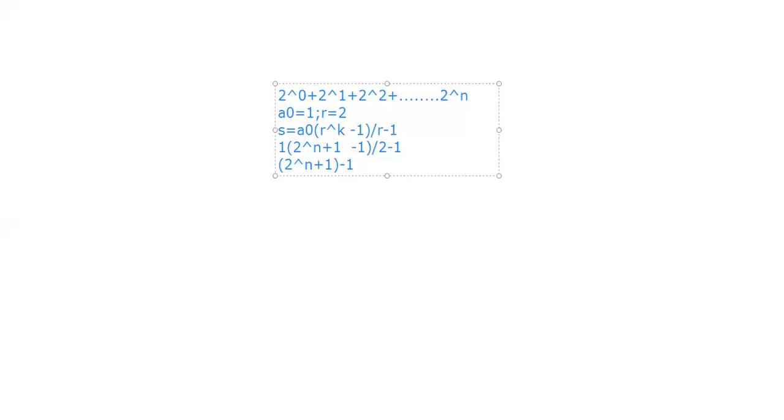So the summation of n terms of 2 power i will give you the value of 2 power of n plus 1, that is, the power of 2 with n plus 1 as the index, minus 1. So this is the answer.